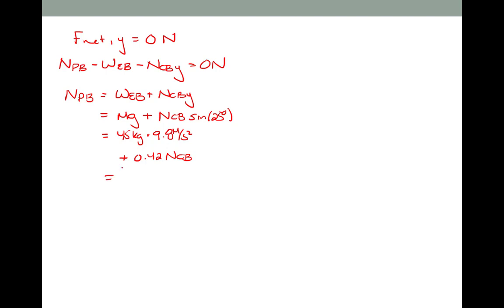So multiplying that together results in 45 times 9.8. Sorry, I have to open my calculator here. 45 times 9.8 is 441 newtons plus 0.42 N_CB. And that's as far as I can take that right now, because I don't know what the force from the contestant on the block is.